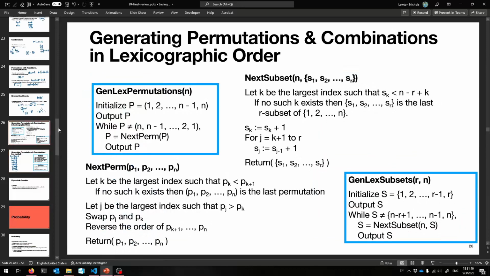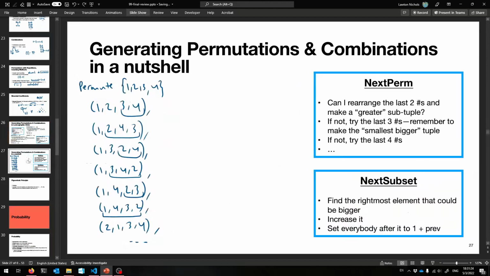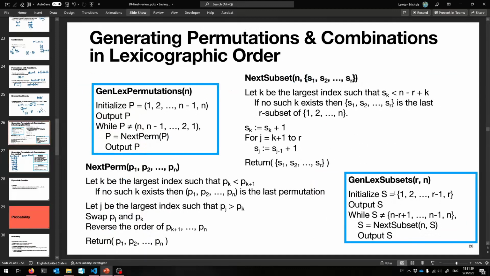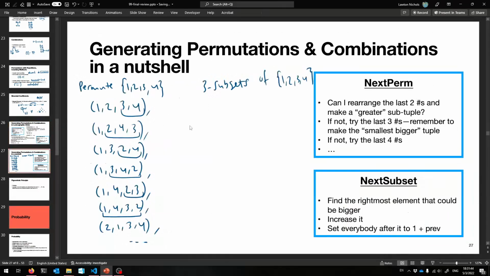Let's generate all of the subsets of a given size, given your initial set. Same with that one. Let's say that we want to calculate all the subsets of size 3 of 1, 2, 3, 4 again. Okay, so the very first subset it creates is going to be 1, 2, all the way to R, which is 3 for us. So the first subset in lexicographic order is 1, 2, 3. And then we call next subset.